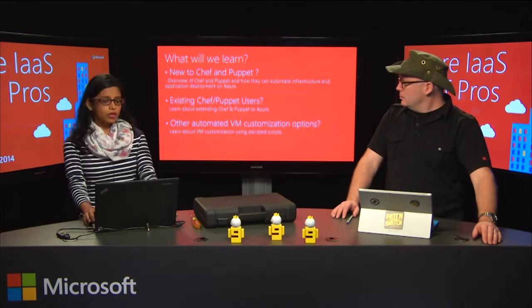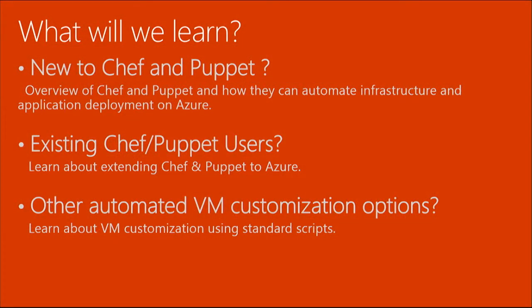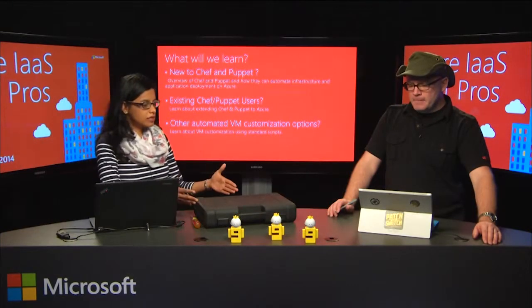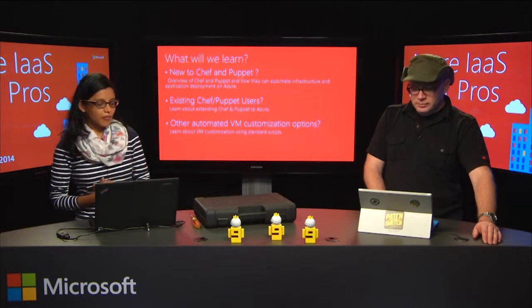So what are we going to specifically learn here? If you are new to Chef and Puppet, we will do an overview of what Chef and Puppet are and how you can use them to automate your infrastructure. But if you're already an existing Chef and Puppet user, we are going to show how you can take the existing tools and manage your Azure infrastructure. So take this whole tool set and extend it to Azure. And the third thing we will talk about is what other VM customization options are available in the Azure platform for both Linux and Windows workloads.